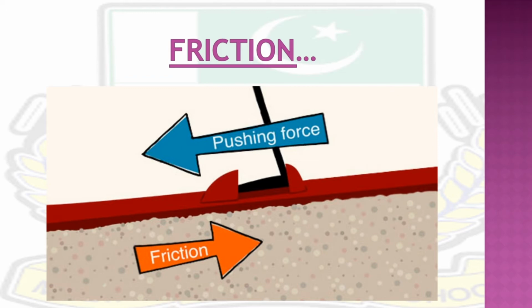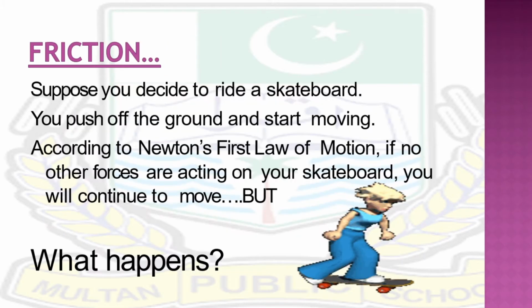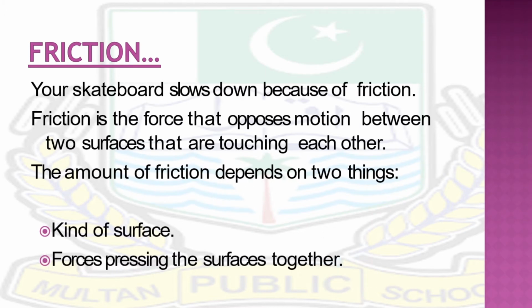So first we have to understand what is friction. Suppose you decide to ride a skateboard, you push off the ground and start moving. According to Newton's first law of motion, if no other forces are acting on your skateboard, you will continue to move. But what happens? Your skateboard slows down because of friction, and friction is the force that opposes motion between two surfaces that are touching each other, or you can say they are in contact with each other.